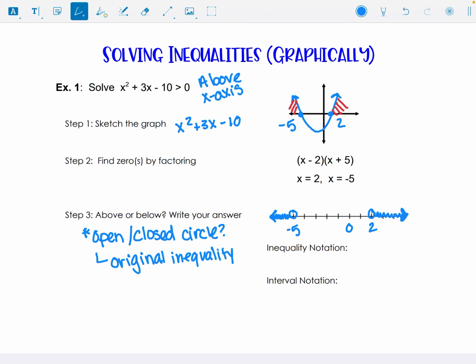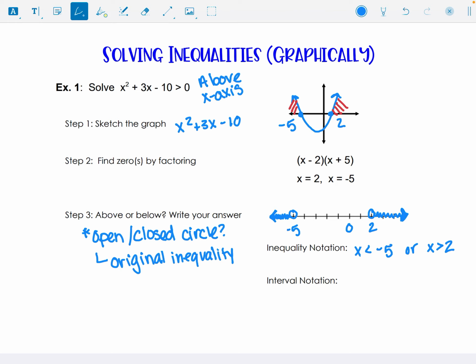So then the inequality notation, because there's two different parts of the number line, there's going to be two different inequalities. So we're going to say x is less than negative 5, or x is greater than 2.